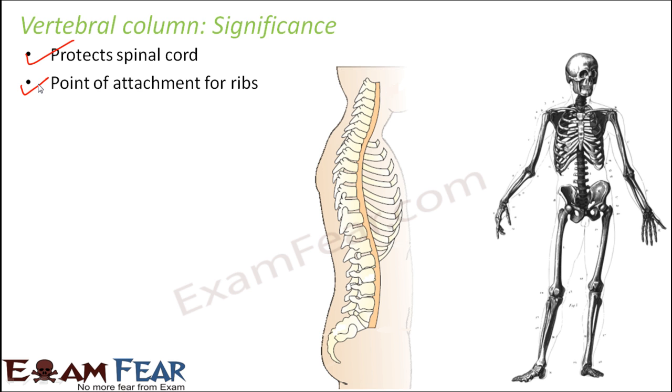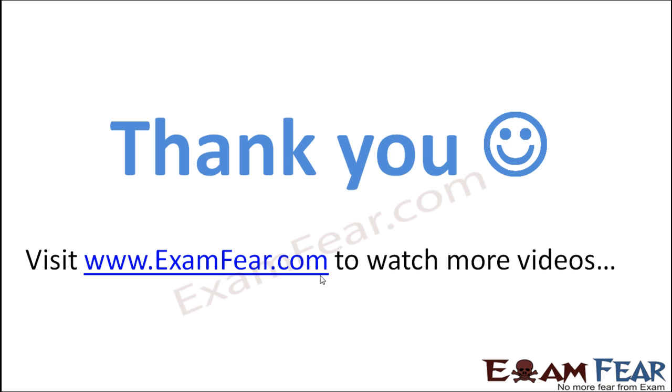Point of attachment for ribs: the rib cage formation is possible due to the presence of vertebral column, because the presence of ribs alone would not have formed a cage-like structure, because at the back also you need something. So that back part is covered by the vertebral column. Provides support to the head. Now the vertebral column starts just below the head, so it acts as a stand over which the head lies very comfortably.